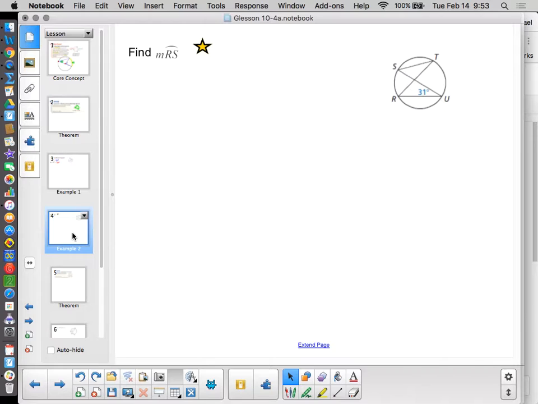Your turn. Find the measure of arc RS. Just to help you a little bit, I'm going to highlight that for you. Mark arc RS. Arc RS, that's hard to say. Arc RS is right there. And just to give you a hint here, there's my angle that we're measuring. We know that angle U. So you go ahead and find the measure of that arc.